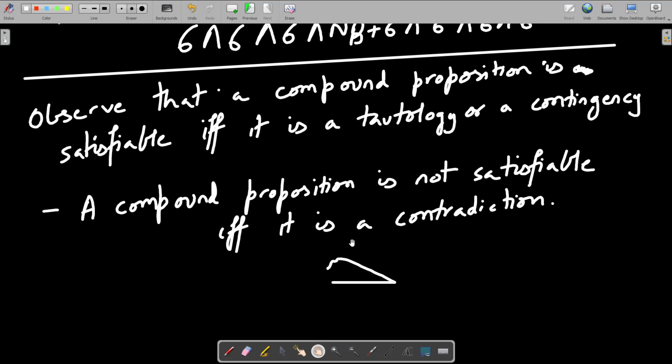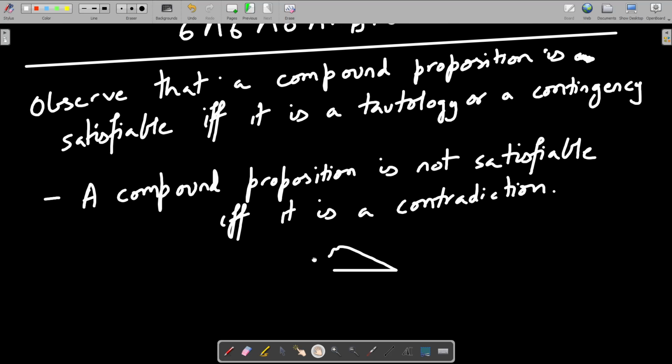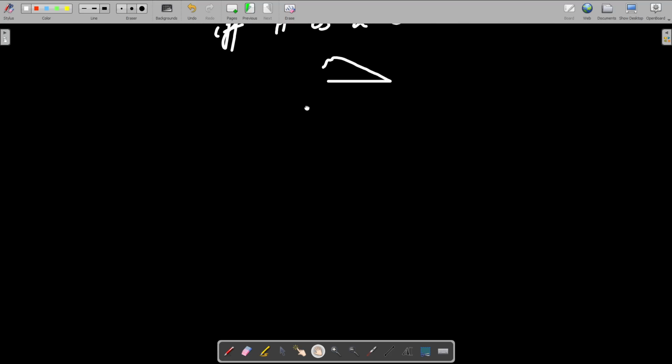Then it is not satisfiable if it is not a tautology or not a contingency, right? But not tautology or contingency will become what? It will become a contradiction because there are only three options over there. A compound proposition will either be a contingency, tautology, or a contradiction. So if it is not a tautology or a contingency, then it has to be a contradiction, right? If it is none of the two options, then it has to be the third option. So moving on.